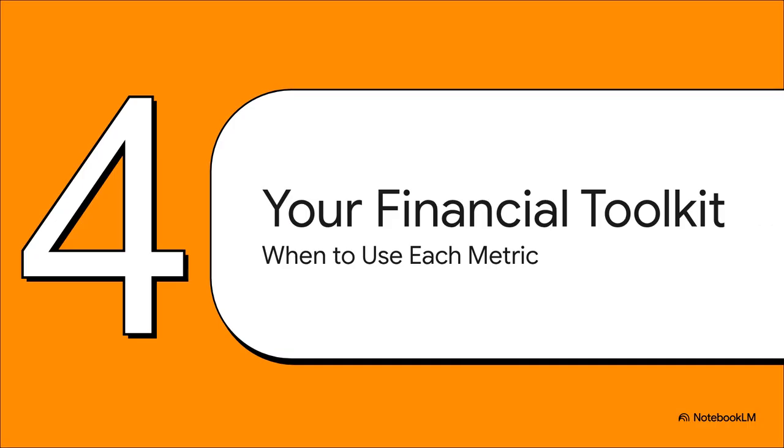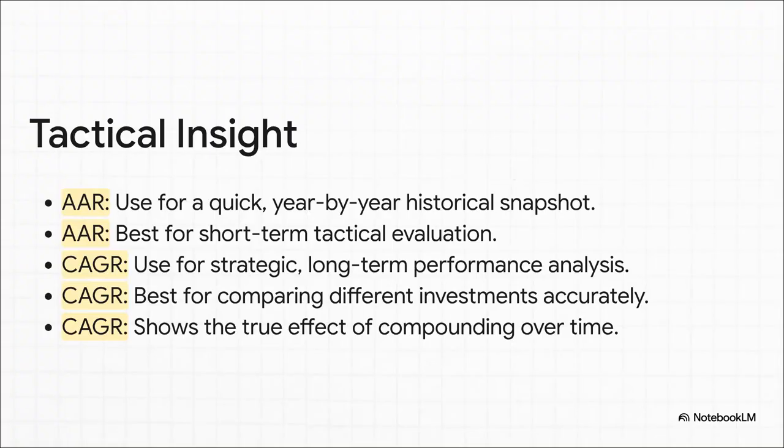So, we know what it is, and we know why it's better. But now, let's get practical. When should you use each of these metrics? How does this fit into your financial toolkit? Think of it this way. AAR is fine for a quick year-by-year glance. It's a short-term snapshot. But when you're playing the long game, when you want to measure your actual strategic performance, or you want to compare two different investments side by side, CAGR is the tool you have to use. It's the one that understands the true power of compounding.